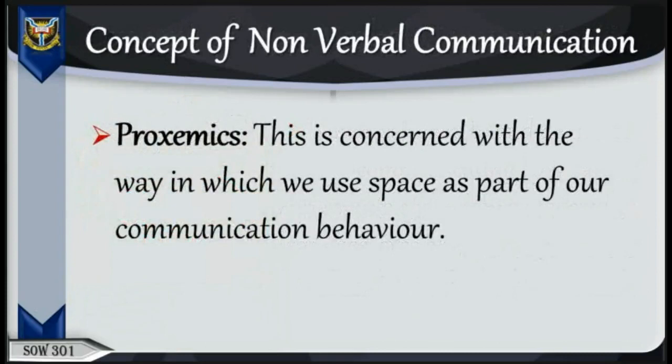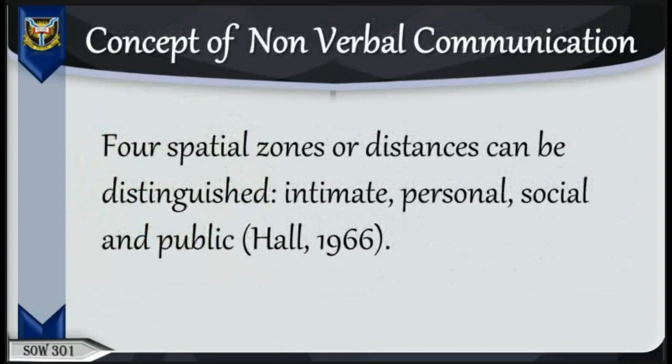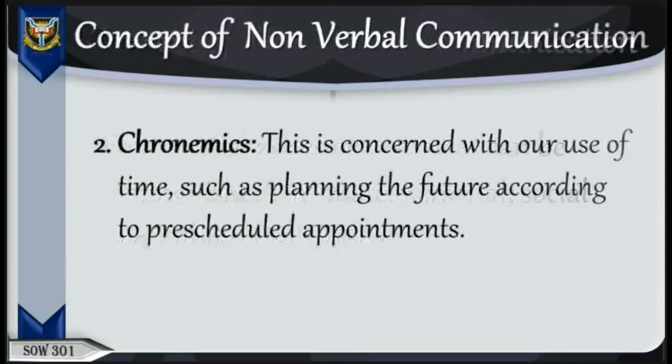2. Proxemics. This is concerned with the way in which we use space as part of our communication behavior. 4 spatial zones or distances can be distinguished: intimate, personal, social, and public (Hall, 1966). 3. Chronomics. This is concerned with our use of time, such as planning the future according to pre-scheduled appointments.